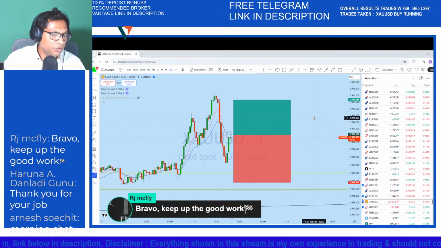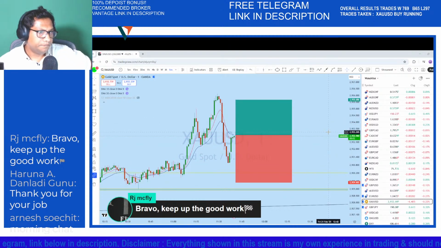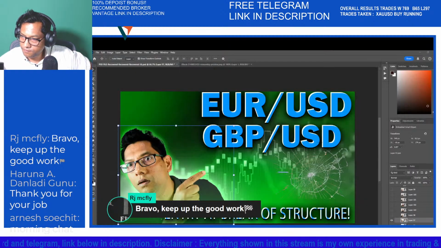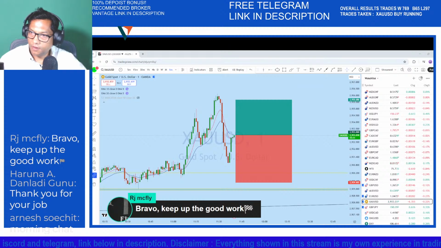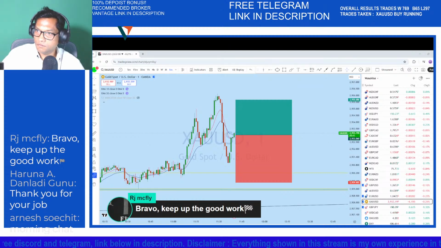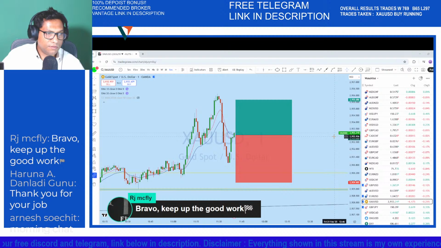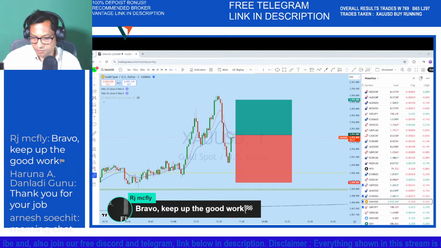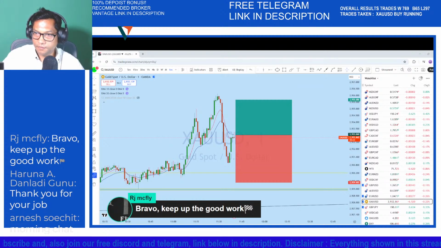Cool. Okay, so there is a doji, and let's wait for the market to have a potential bounce here. All right, cool. So it's bouncing back up. To see the trend continuation. Let's get to some.